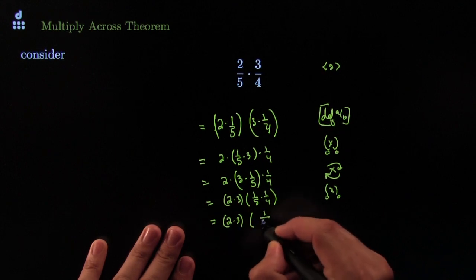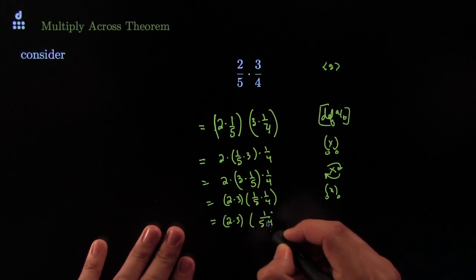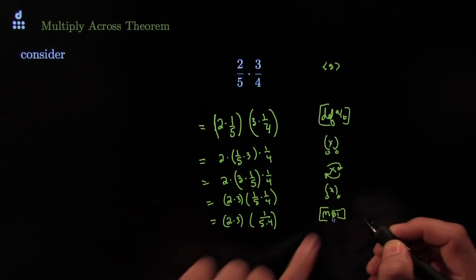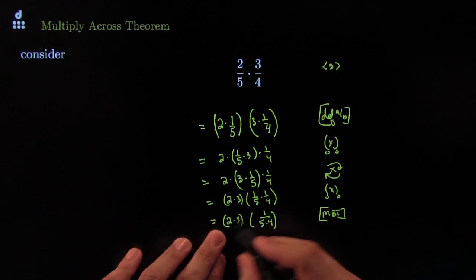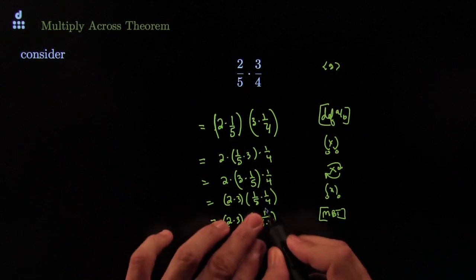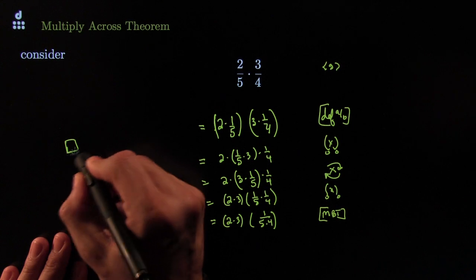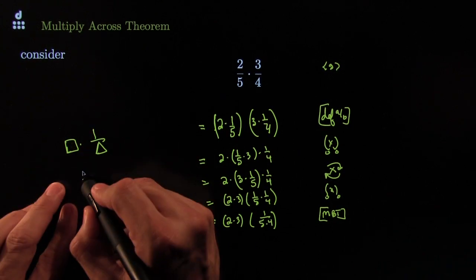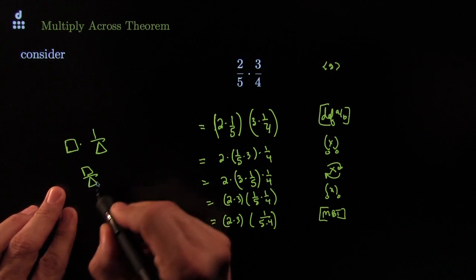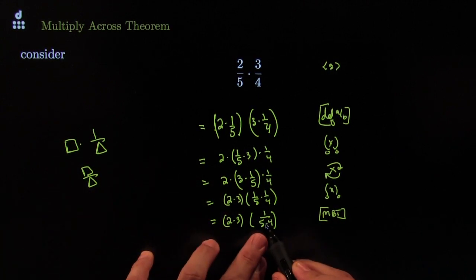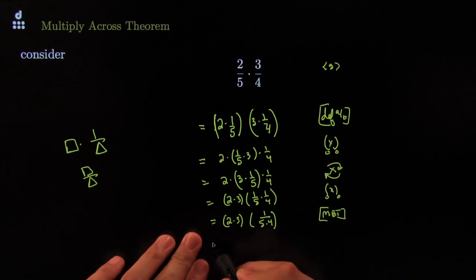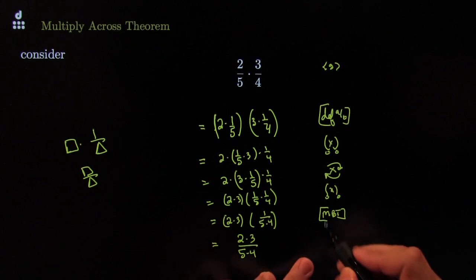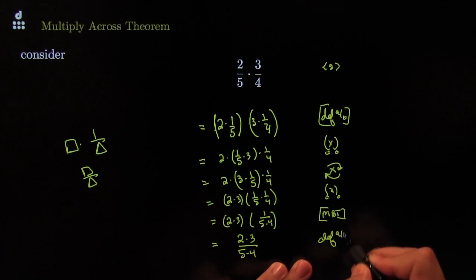This becomes 1 over 5 times 4. And now here I'm using the multiply the bottoms theorem, the one we just got done proving. And now I have something times something, 1 over something. This is the same thing as having something times 1 over something. And we said earlier you could use the definition of fraction backwards to write this as such. So we'll do exactly the same thing here. This is my square and this is my triangle. So this becomes 2 times 3 over 5 times 4 by definition of A over B.